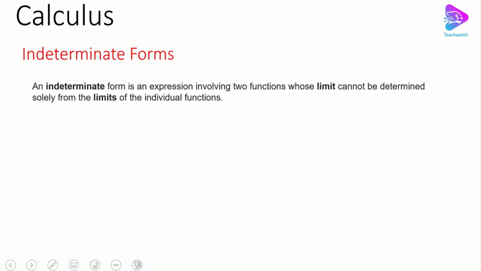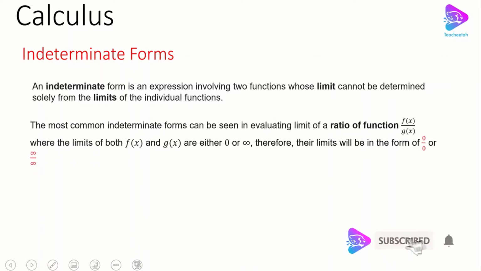An indeterminate form is an expression involving two functions whose limit cannot be determined solely from the limits of the individual functions. The most common indeterminate form can be seen in evaluating the limit of a ratio function such as f(x) over g(x), where the limits of both f(x) and g(x) are either 0 or infinity. Therefore, the limits will be in the form of 0 over 0 or infinity over infinity.